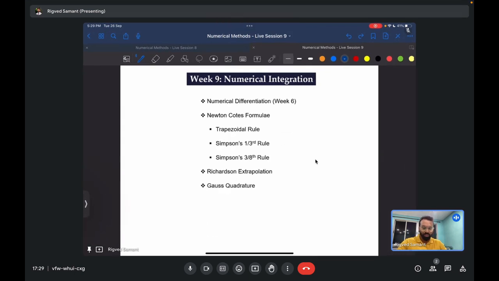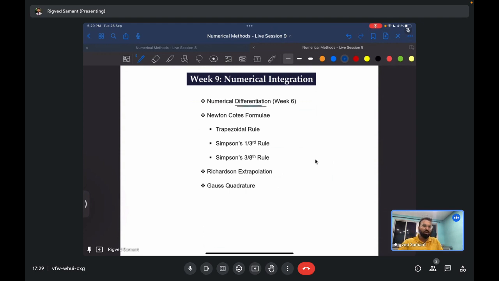This is the ninth session of the Numerical Methods for Engineers live sessions on problem solving. In this session we are dealing with numerical integration. In the previous week we were studying numerical differentiation.